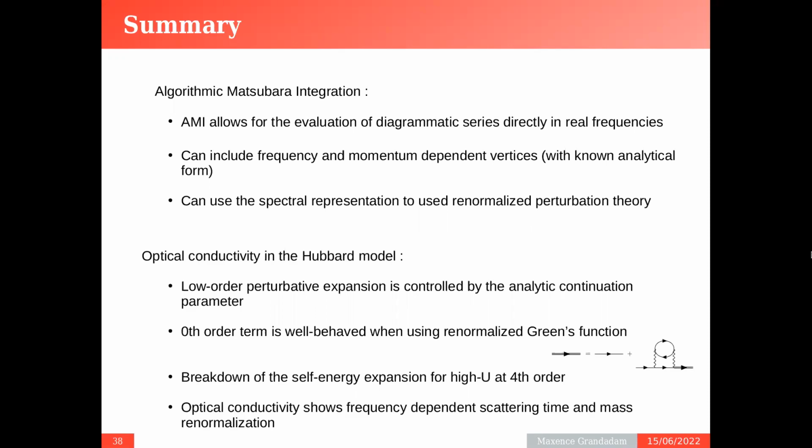On the optical conductivity in the Hubbard model, I showed that the low-order perturbation expansion is controlled by the analytic continuation parameter, as a motivation to justify our renormalized perturbation approach, where we use a second-order or fourth-order self-energy to renormalize the electronic Green's function, from which we get a very well-behaved optical conductivity at zeroth order. I've shown this breakdown of the expansion, which remains to be discussed or investigated, and we can extract frequency-dependent scattering time and mass renormalization, which could be used to compare to other computations.